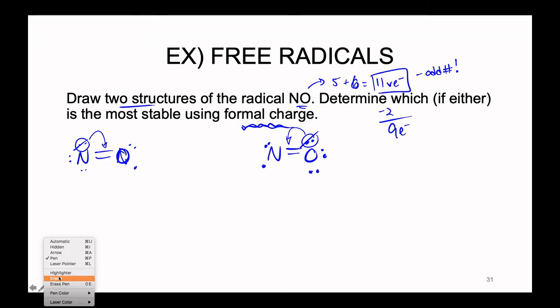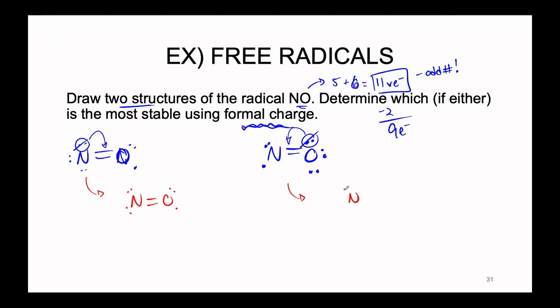Currently, we are as close as we can get to satisfying all of the octets, but we have 2 unique structures. One, with the free radical electron present on the oxygen and the nitrogen being satisfied. I'm just cleaning up the structures here. And the other, where the free radical is on the nitrogen and it's the oxygen that's perfectly satisfied.